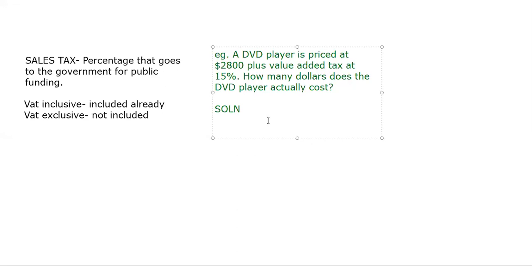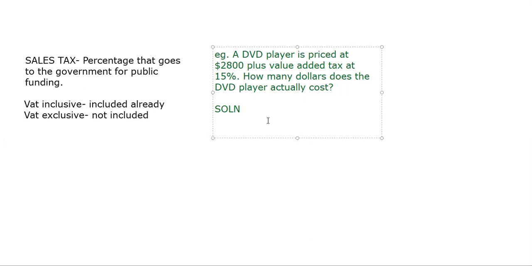Now we are heading over to sales tax. Sales tax, any kind of tax you really have to pay, is towards the government, right? So sales tax is a percentage that goes to the government for public funding. So everyone has to pay tax. Once you're working, once you're a human living in a particular country, you have to pay tax. Your tax could be on clothes, on food, whatever it is, you will just have to pay it. Sometimes we know, sometimes we don't know.